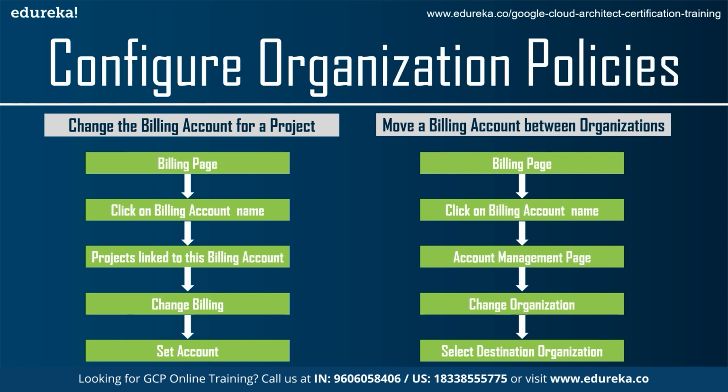If you need to migrate an existing billing account, get the billing admin role on the source and destination organizations. Then go to the billing page in the Cloud Console. Click on the name of the billing account you want to move. At the top of the account management page, click change organization. Then select the destination organization and click OK. The billing account is now associated with the specific organization. Note that if you move a billing account that has active Google Cloud Marketplace subscriptions, those subscriptions are automatically cancelled.